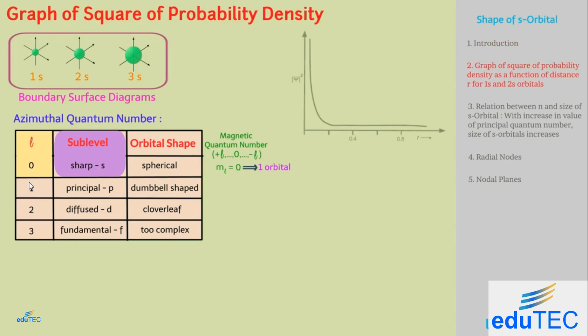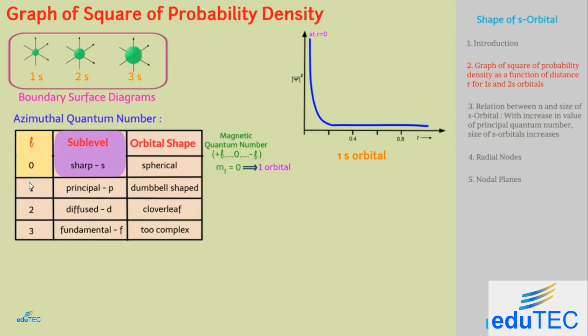If we plot the graph of square of probability density as a function of distance r, that is ψ²(r), for 1s orbital, then it is observed that the probability density function is maximum at the nucleus and decreases sharply with increase in distance.